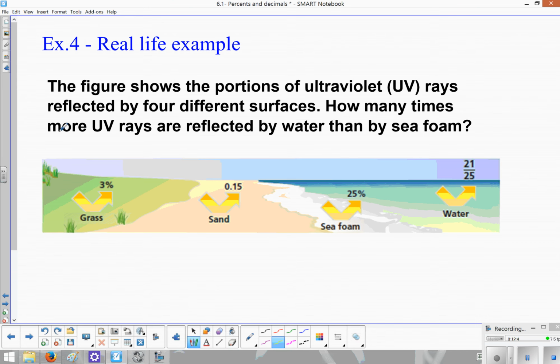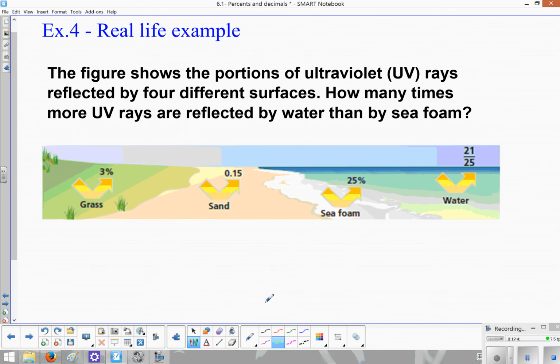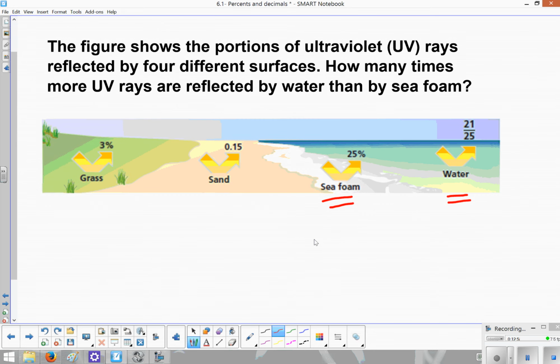So how many times more UV rays are reflected by water than sea foam? To do this, we're going to only concentrate on sea foam and water. Now this grass and sand, this is just extra information that they gave us, so we won't look at it for now. Now I noticed that they want to know a comparison.